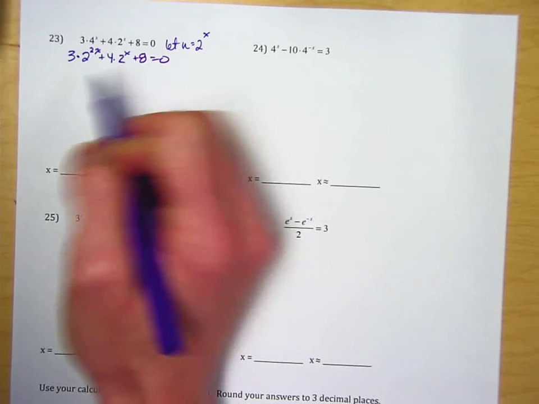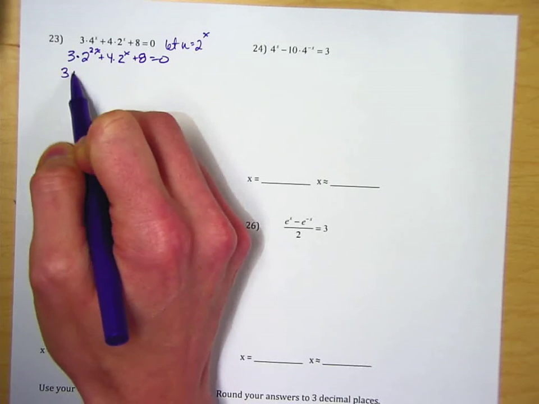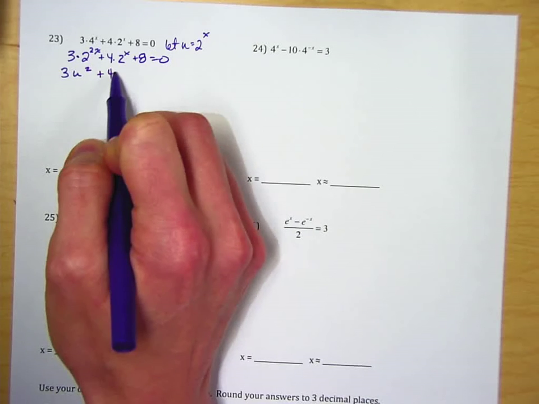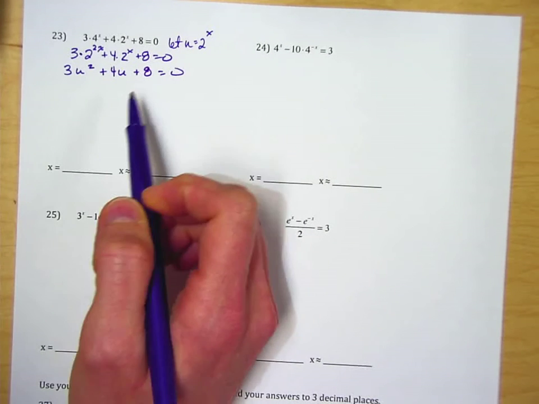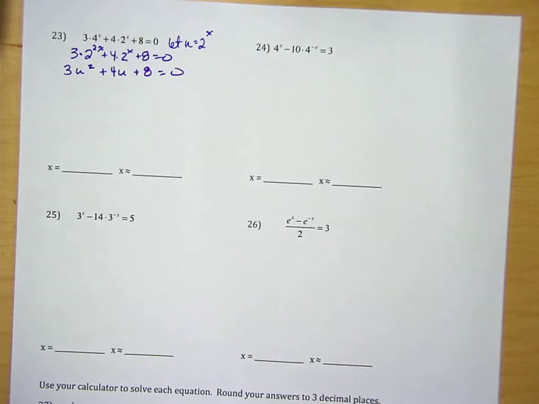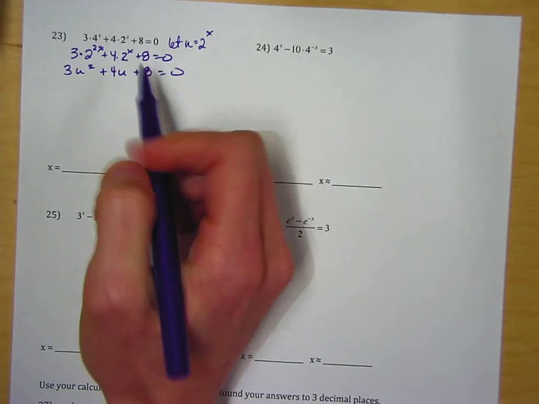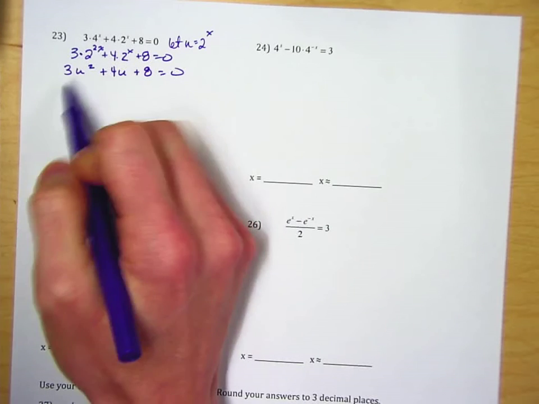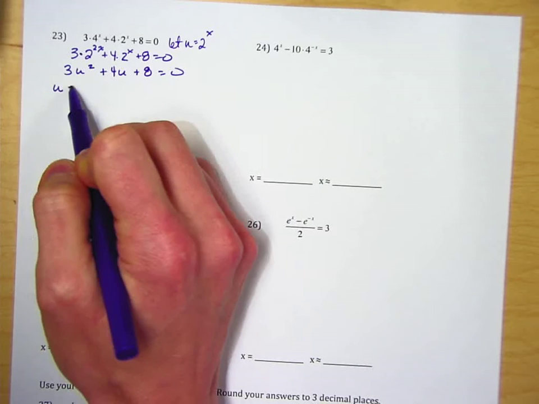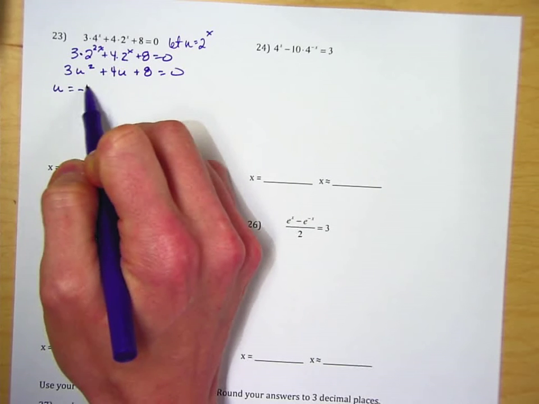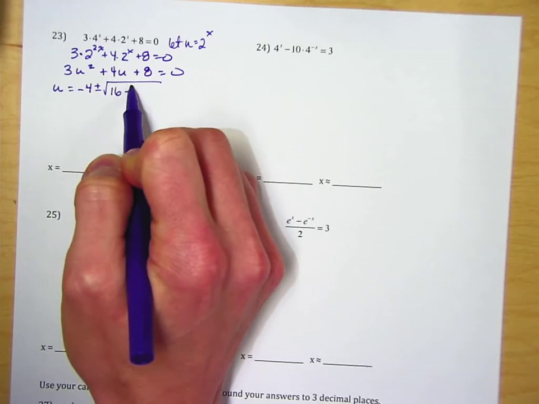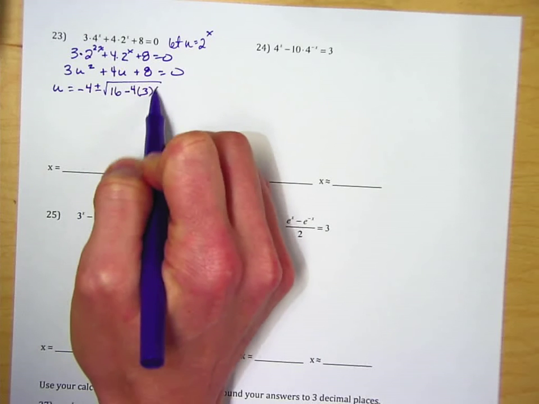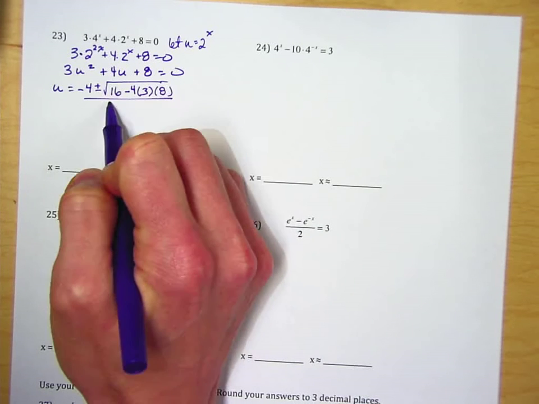Then what you're going to do is do your substitution, so we get 3u squared plus 4u plus 8. And for this one, it looks like it's not going to be able to factor. So what we want to do is use the quadratic formula. So u equals the opposite of b, plus or minus the square root of b squared, which is 16, minus 4 times a times c, all over 2 times a.